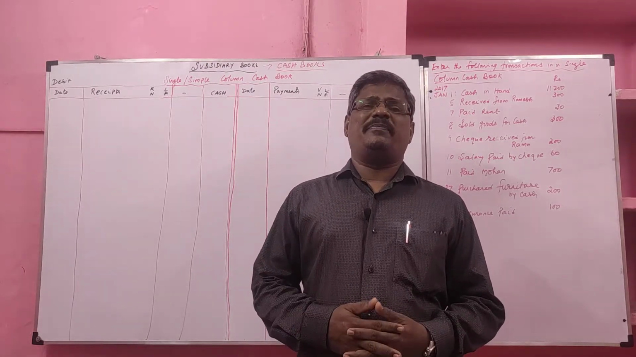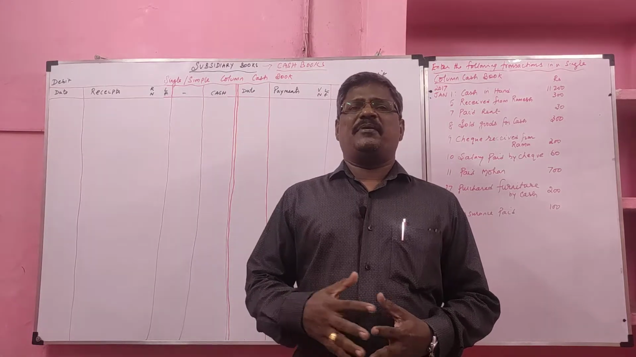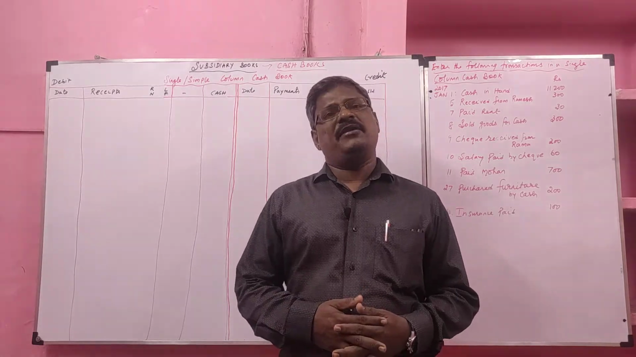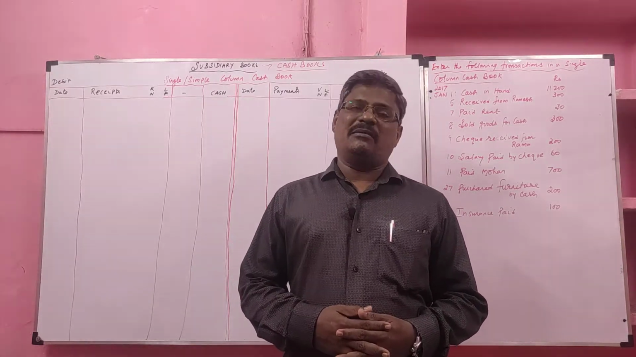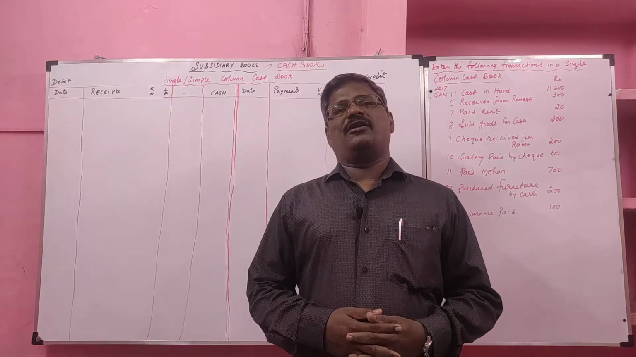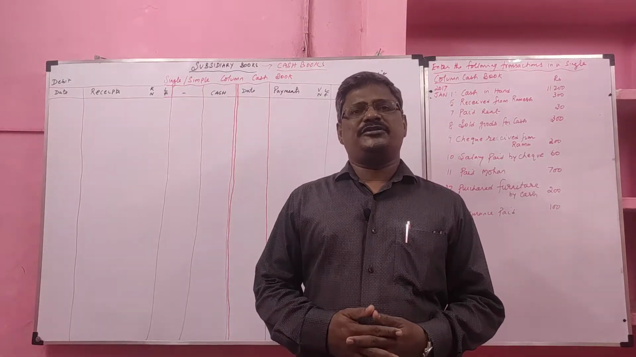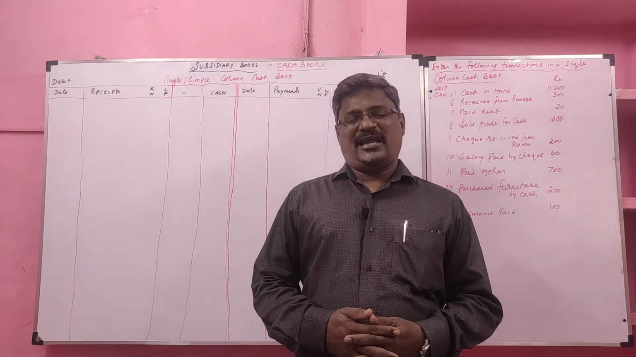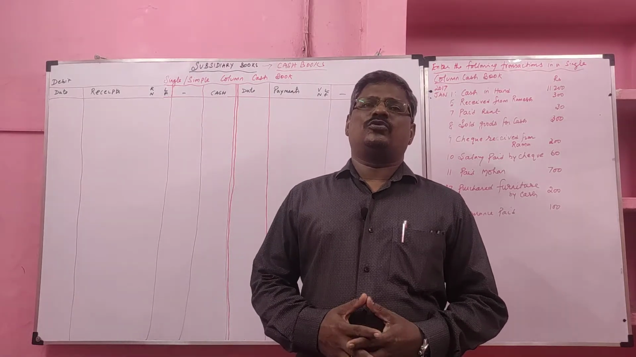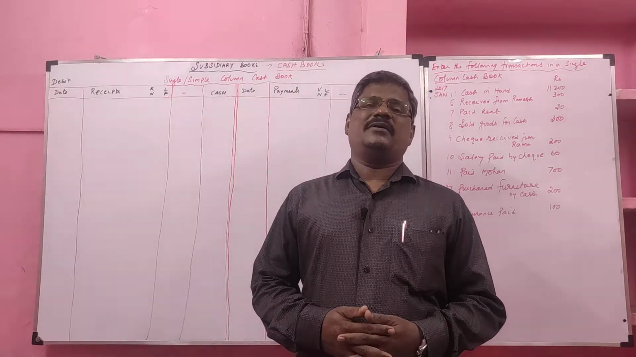The cash book is prepared by the chief cashier. He can prepare three types of cash book, namely single column cash book, double column cash book and triple column cash book. Today we are going to learn about single column cash book. First we'll go through the format of single column cash book.